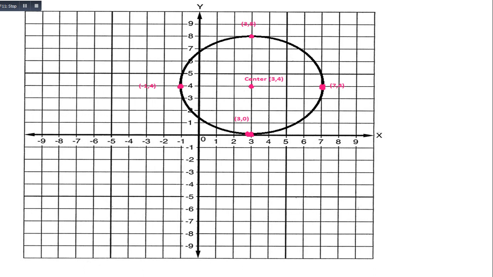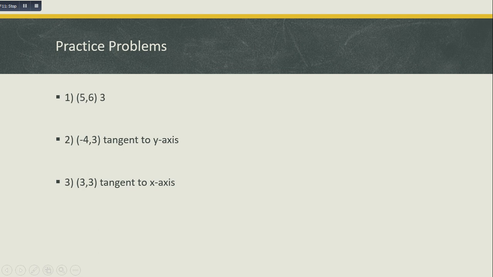Here are some practice problems to practice with. And this is the answer to the problem 5, 6, 3. (x minus 5) squared plus (y minus 6) squared equals 3 squared. (x minus 5) squared plus (y minus 6) squared equals 9.